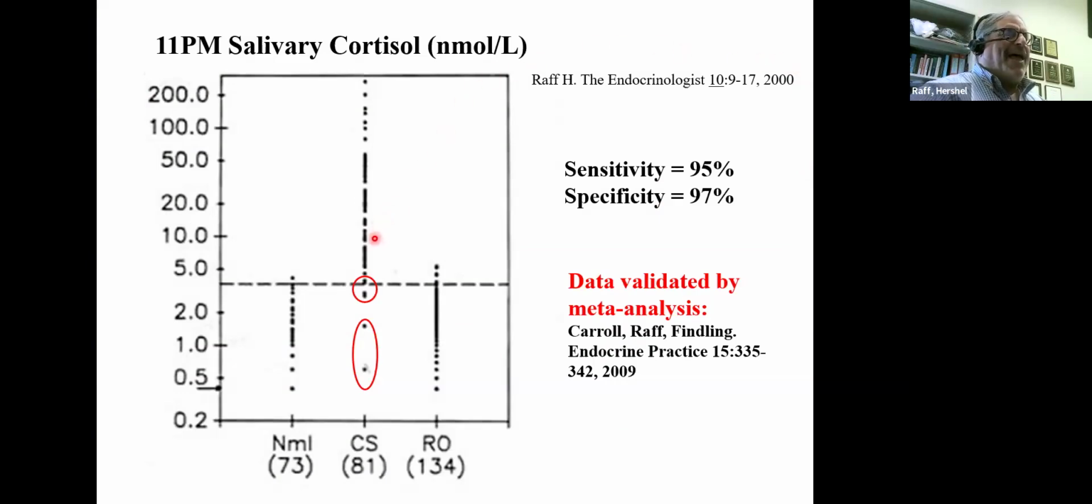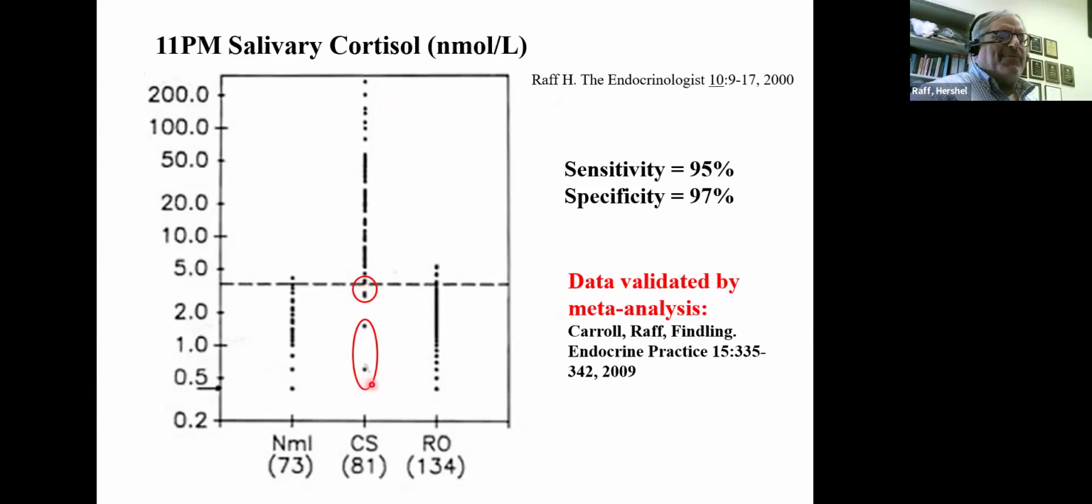Time does fly. And in fact, cutting right to the chase here, the data looked exactly the same as Lynette Nieman's study with blood. Exactly the same. We now do it at bedtime. We don't have a set time. We do it at the patient's normal bedtime. But the concept is the same. Here are the normal subjects. Here are the patients that look like they had Cushing's but didn't. And here are the patients with surgically proven Cushing's.